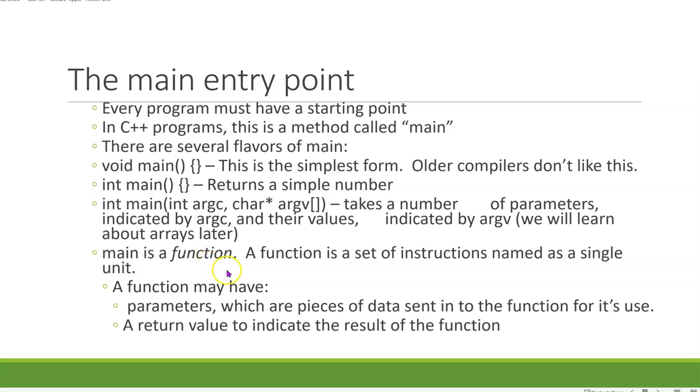Main is a function. It's similar to a mathematical function. A function is a set of named instructions, such as a single unit. A function may have parameters, which are pieces of data sent to the function, and they return a value. So basically, consider math. You've got f of x maps to some set of results, and with computer functions, f of x returns a set of results, or a value, typically.